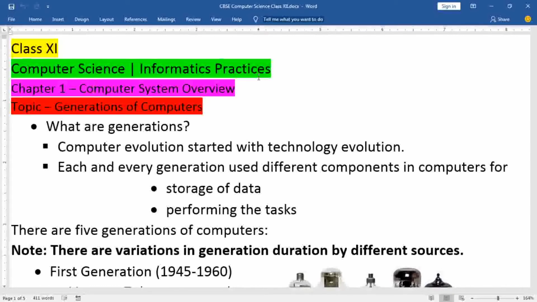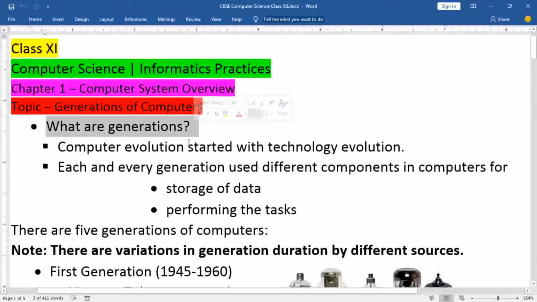So let me begin. First of all, what are generations? When we think about generations, it can be considered as an evolution over a particular period of time. Suppose we can say 10 years, 15 years, 5 years, 3 years, like that. So that can be considered as a generation.